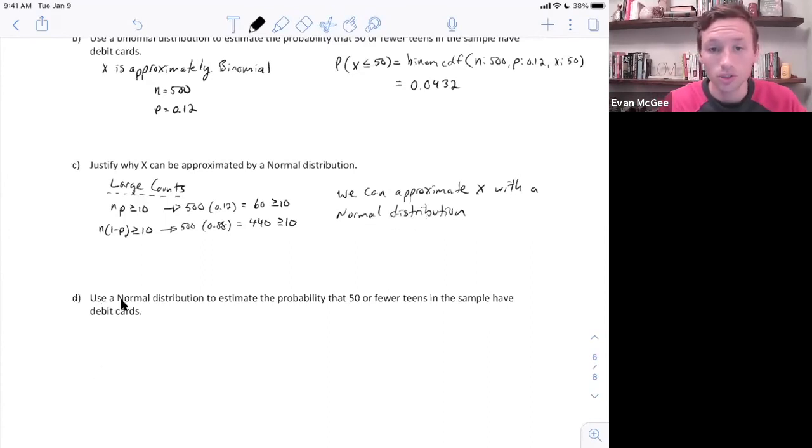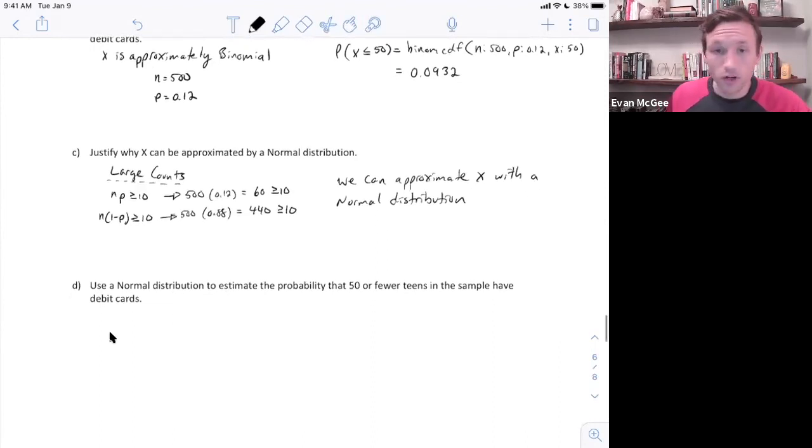So they want us to use a normal distribution to estimate the probability that 50 or fewer teens in the sample have debit cards. So it's the same question as before, but now, since we've checked and we can use a normal approximation, they want us to use the normal calculation and see how it compares with the binomial calculation. So first, we need to find the mean and the standard deviation of this binomial distribution.